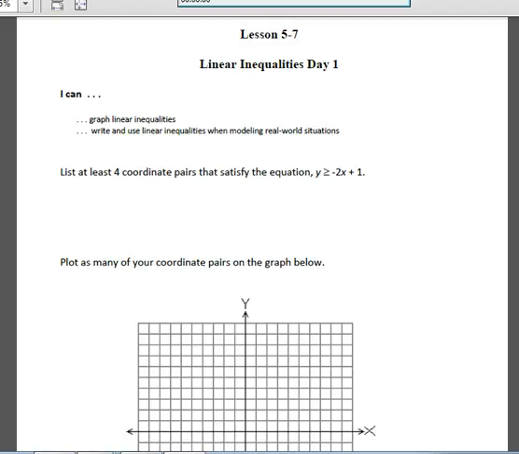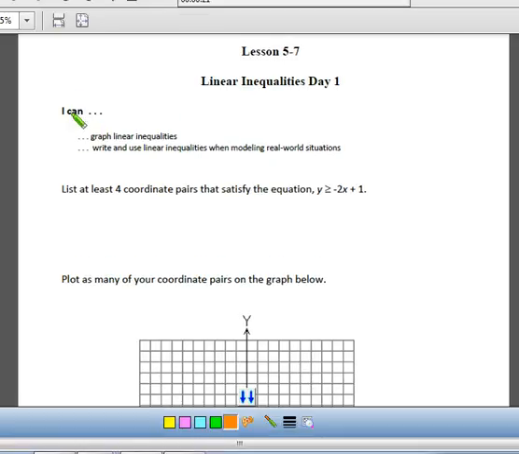So, the learning targets. These notes, by the way, begin on page 29 in your notes packet. Linear inequalities, day 1. The learning targets are: I can graph linear inequalities. That's really what we're going to be doing in this lesson. There is also another target: I can write and use linear inequalities when modeling real-world situations. That's really going to be day 2. So day 1, we're going to focus on linear inequalities.